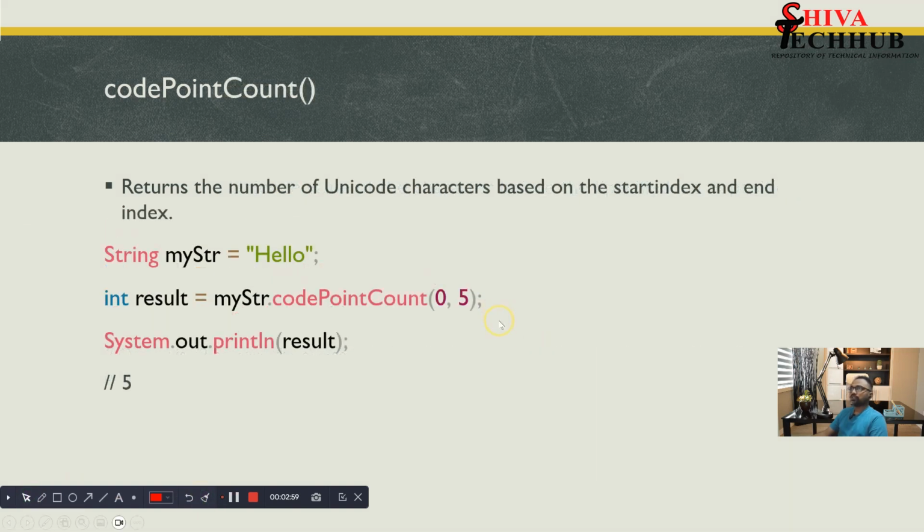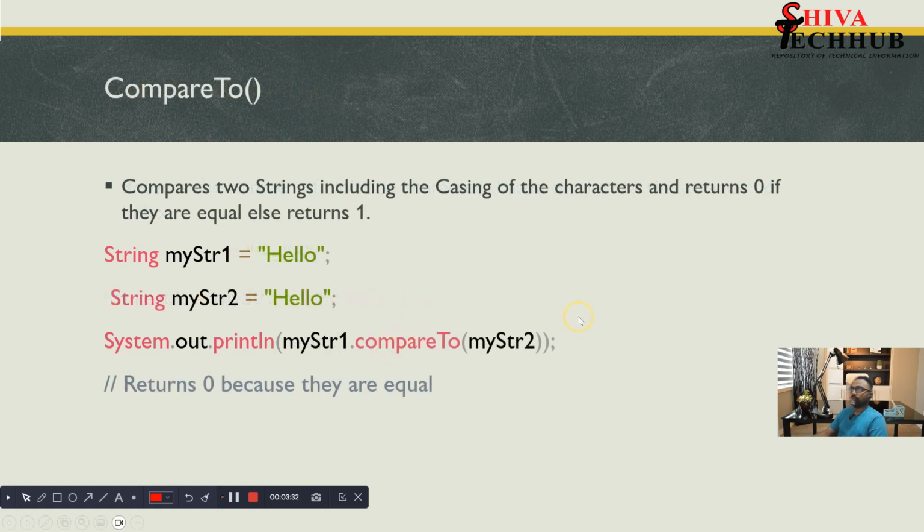So the next function is codePointCount. It returns the number of Unicode characters based on the starting position and the ending position. In this case, there are 5 characters in this particular string, right? So if you specify codePointCount with the starting index as 0 and the ending index as 5, the number of Unicode values that can be formed between 0 and 5 is nothing but 5. So that is what will be printed in the output. So that is codePointCount.